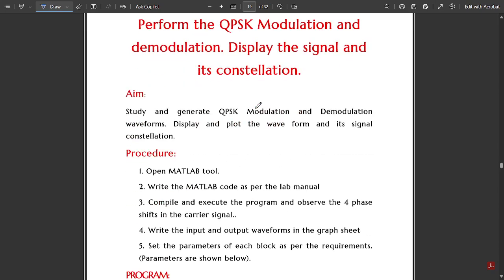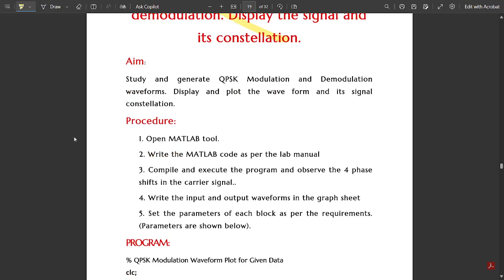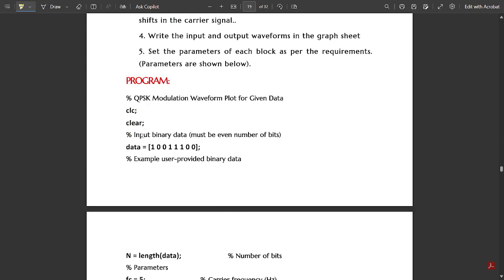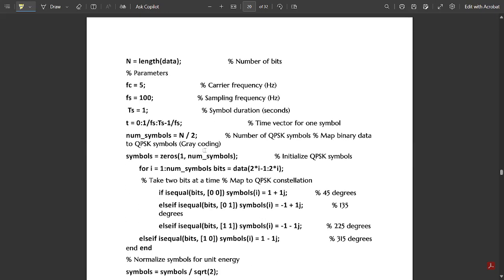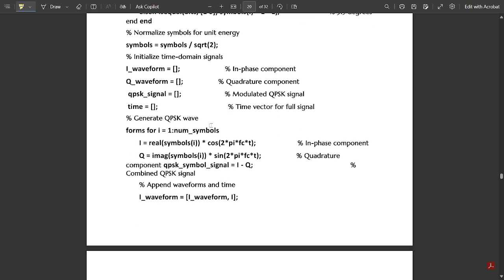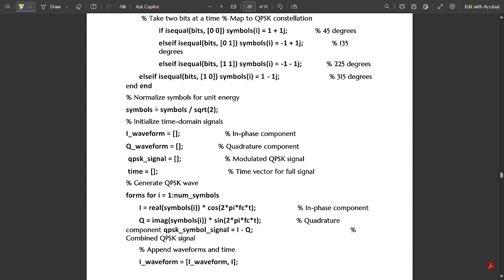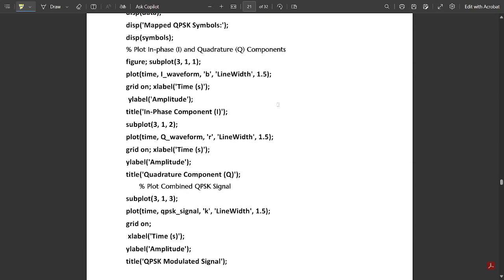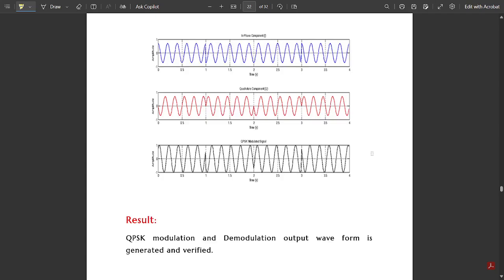Next is to perform QPSK modulation and demodulation and display the signal and its constellation. This is the coding part. You should be writing the aim, procedure, and the program. The program is mentioned here with comments. Whenever you have any error in the code, check for the minor errors first: the commands should always be in small letters, and at the end you should have the semicolon. Check all of them whenever you have any mistakes. So this is the waveform generated.